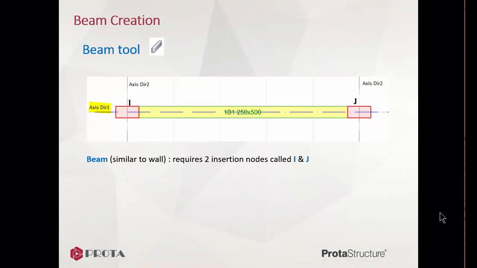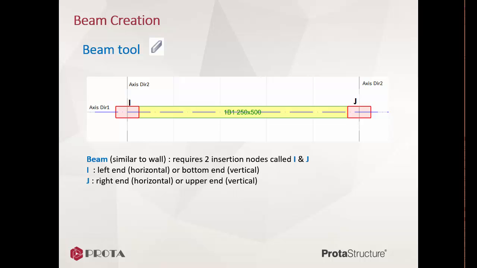Beam creation is very similar to wall creation. It requires a longitudinal axis, and two other axes, to create two insertion nodes, called the I and J node. The I end is the left end of the horizontal beam, or bottom end of a vertical beam. J is the right end of a horizontal beam, or upper end of a vertical beam.